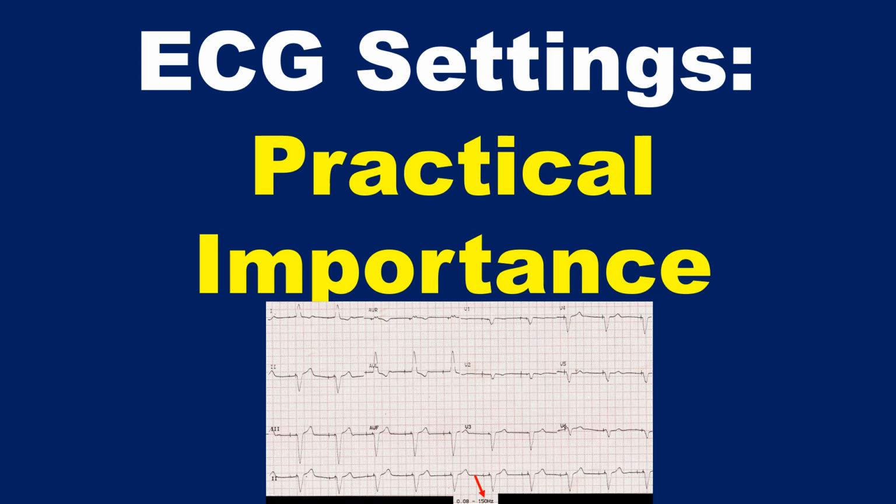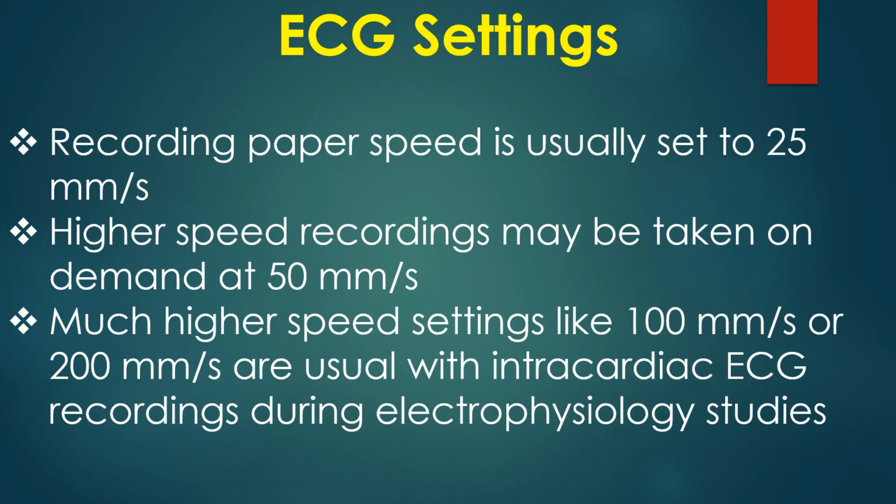Discussion on settings in an ECG machine and their practical importance. Recording speed is usually set to 25 mm per second. Higher speed recordings may be taken on demand at 50 mm per second.